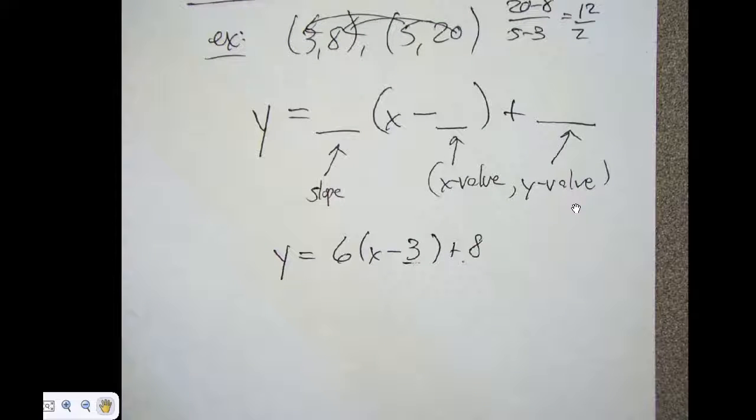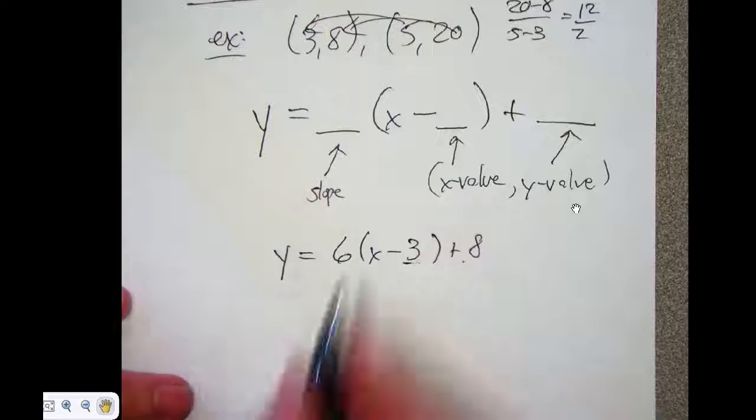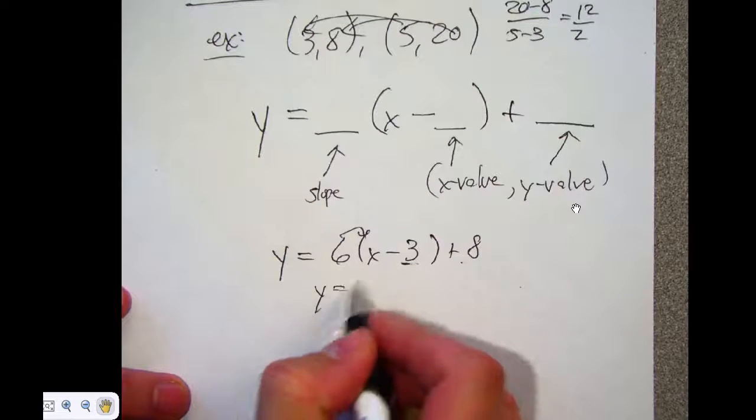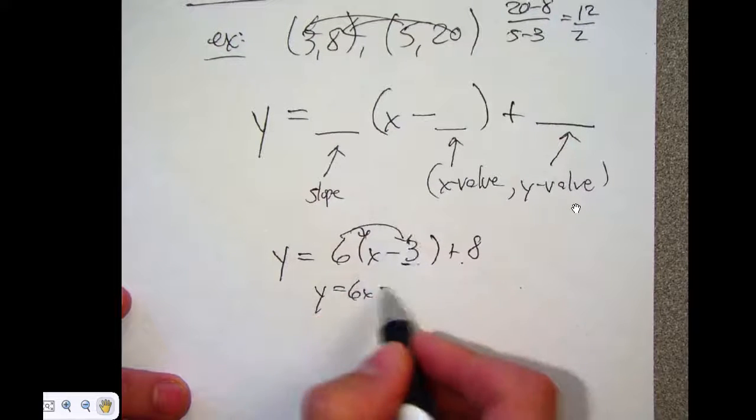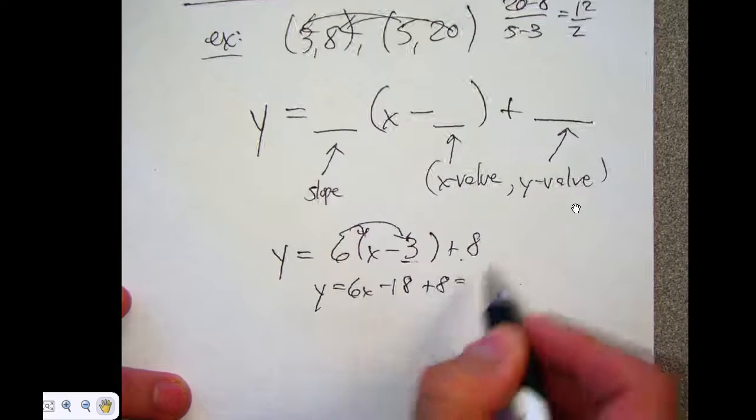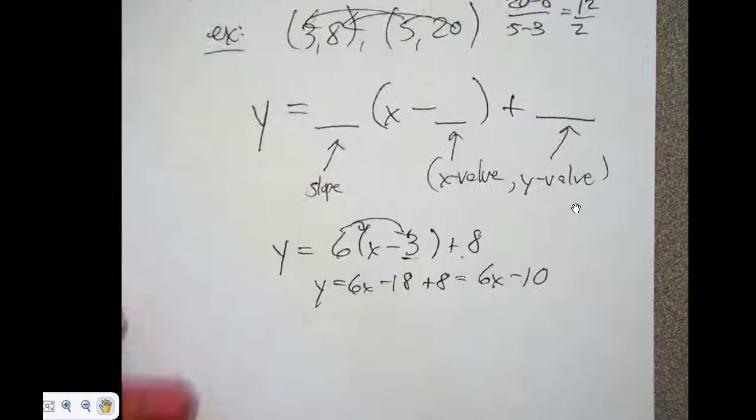The AP test usually wants that distributed too, so it'll come out in like the mx plus b form, like slope intercept form. So I'm going to distribute and say that's 6x minus 18 plus 8, which is like 6x minus 10. I'm hoping that's pretty familiar to people. That's like algebra and algebra 2. We probably did it in pre-calc also. Is that alright?